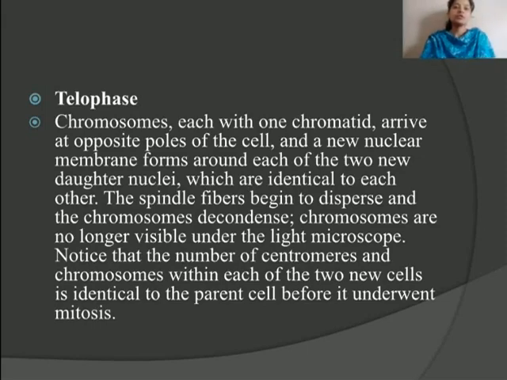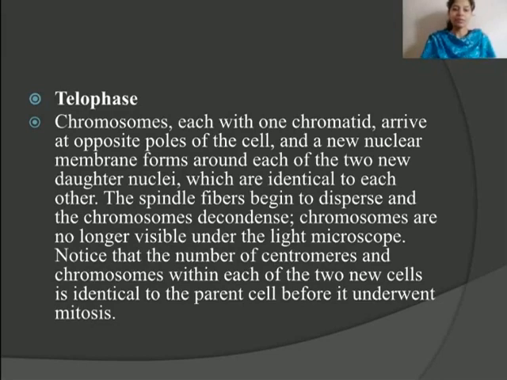Now coming to the telophase. Chromosomes, each with one chromatid, arrive at the opposite pole of the cell, and a new nuclear membrane starts forming around each of the two daughter nuclei, which are identical to each other. The spindle fibers begin to disperse and the chromosomes decondense. Now chromosomes are no longer visible under the light microscope, right?